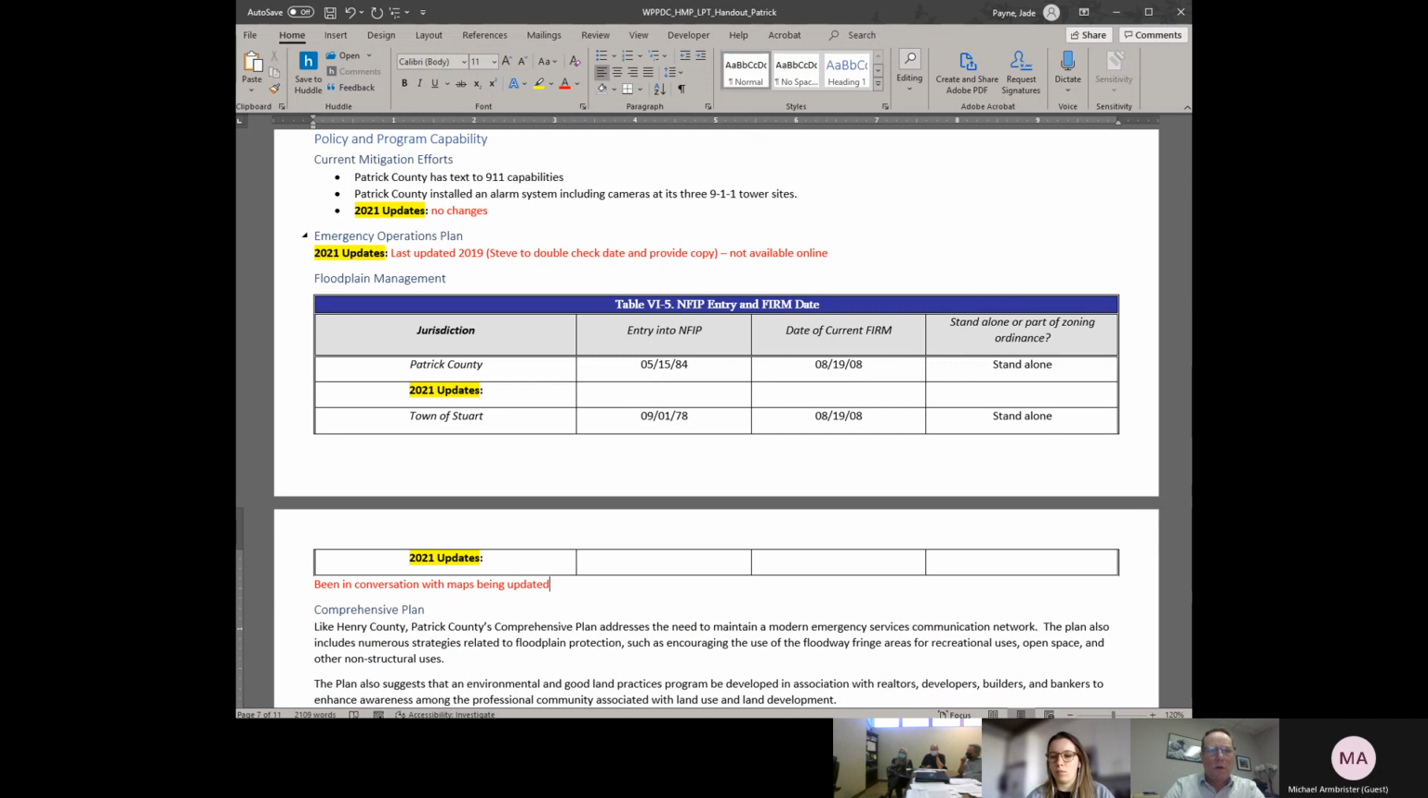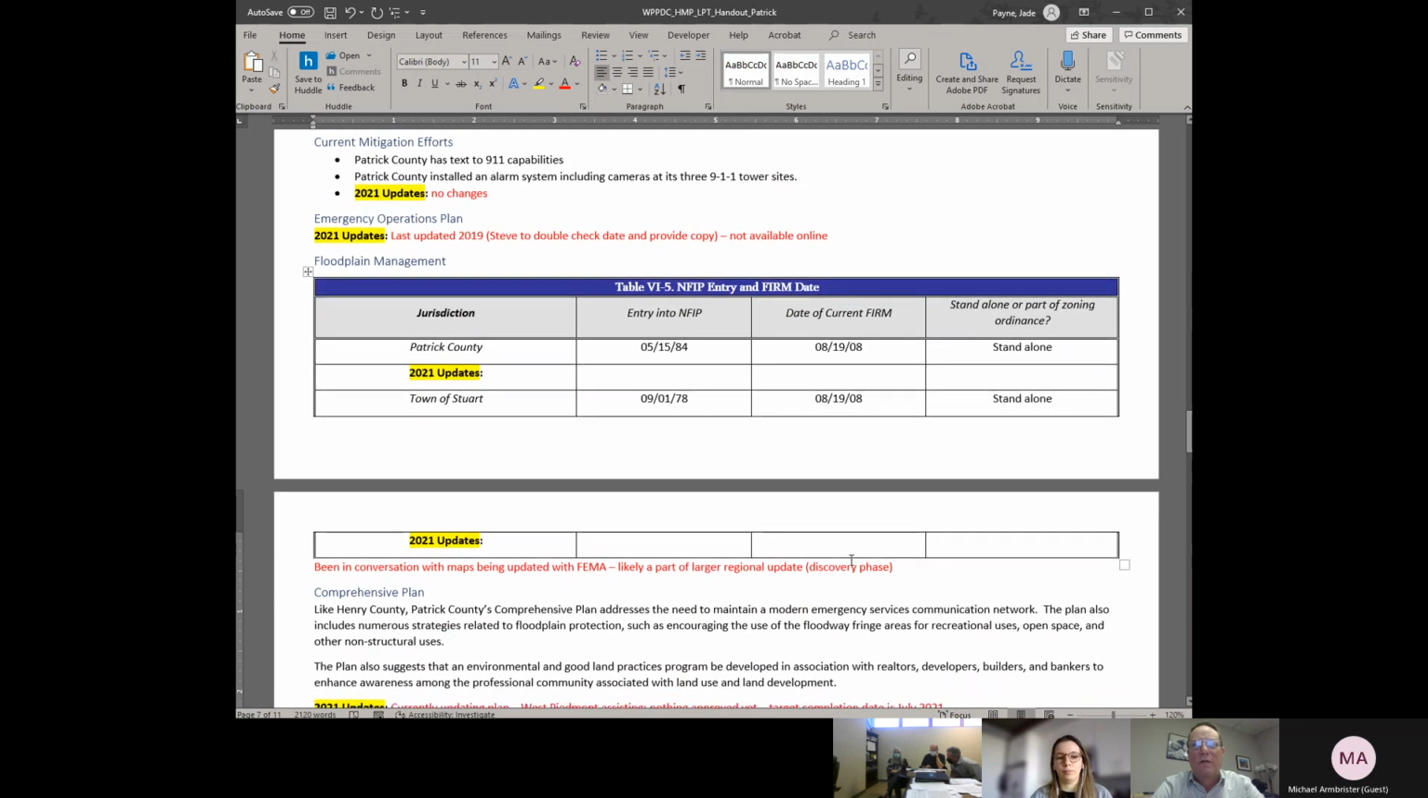I'm sorry? Having conversations with FEMA? Yes. Okay. You're probably part of the larger regional effort. They've been starting the process of updates in the other counties, and they're in what they call a discovery phase, which is essentially scoping, where they're trying to figure out where to spread their limited dollars. So that's probably exactly what's going on here too.